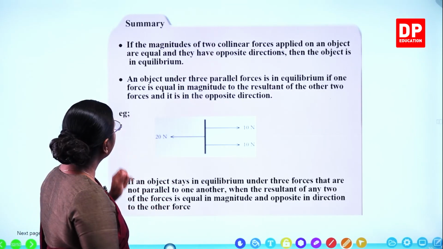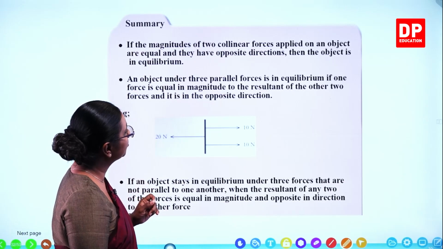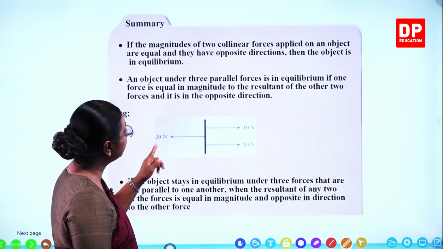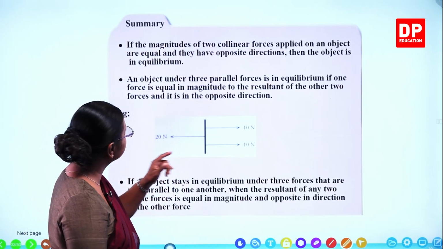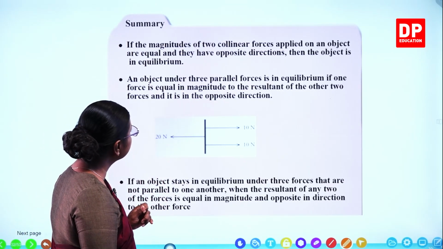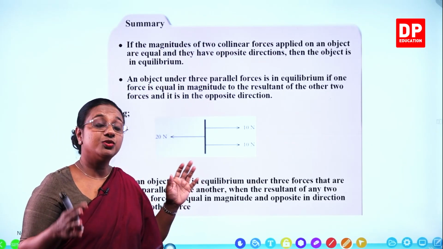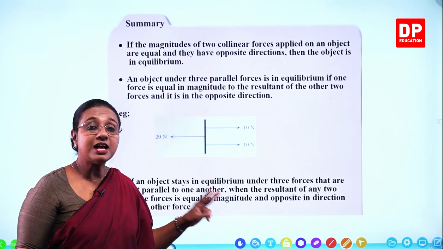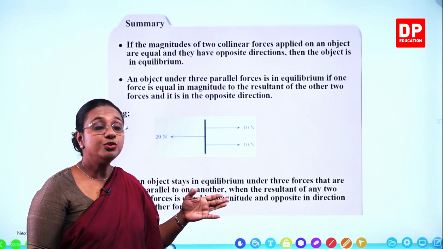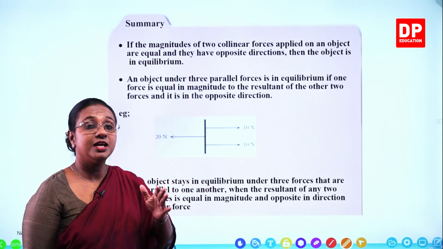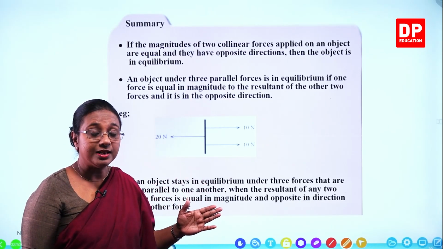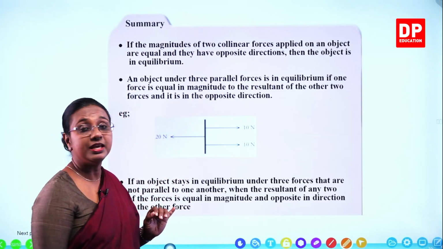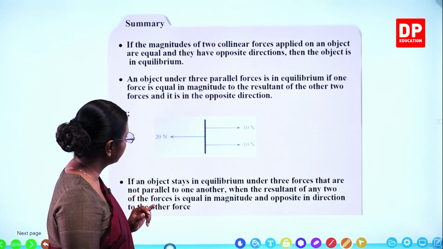The second one: an object under 3 parallel forces is in equilibrium if one force is equal in magnitude to the resultant of the other 2 forces and it is in the opposite direction. So when there are 3 parallel coplanar forces acting, the resultant of 2 forces should be equal and opposite to the third force. Equal in magnitude and opposite in direction. Then again there will be equilibrium. The example is shown to you here.